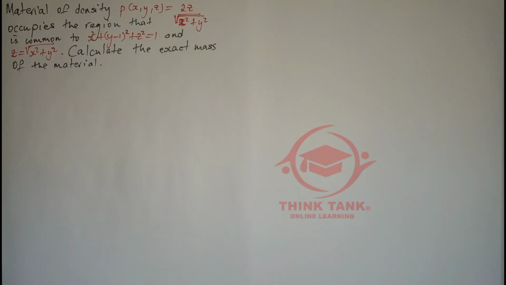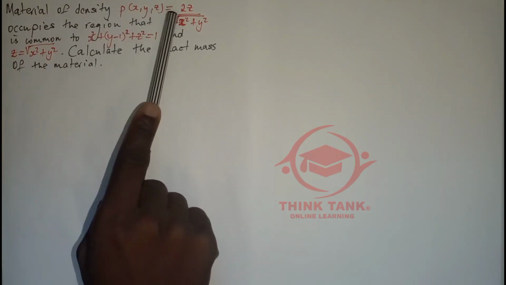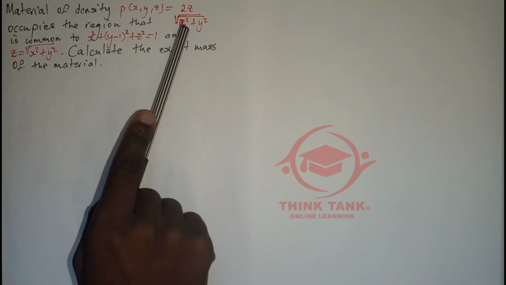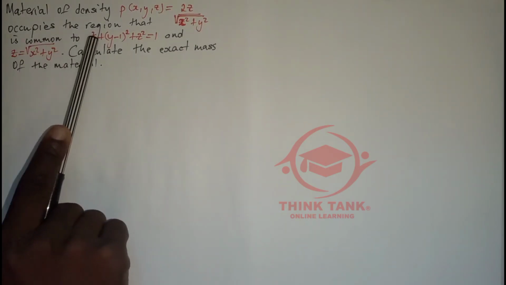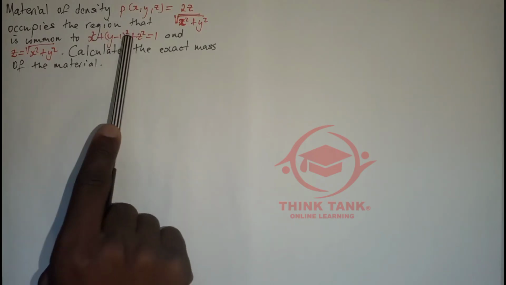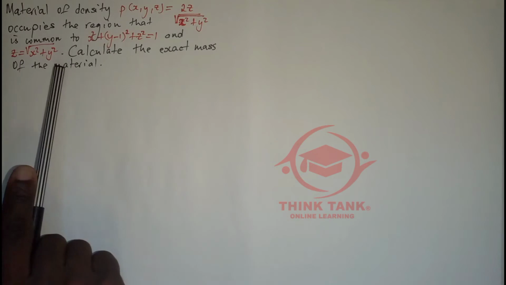In this video, I want to calculate the mass of a solid using a triple integral. We're given the density as a function of x, y, and z, equal to 2z over the square root of x squared plus y squared. The solid occupies the region that is common to x squared plus (y minus 1) squared plus z squared equals 1, and z equals the square root of x squared plus y squared. I want to calculate the exact mass of the material.